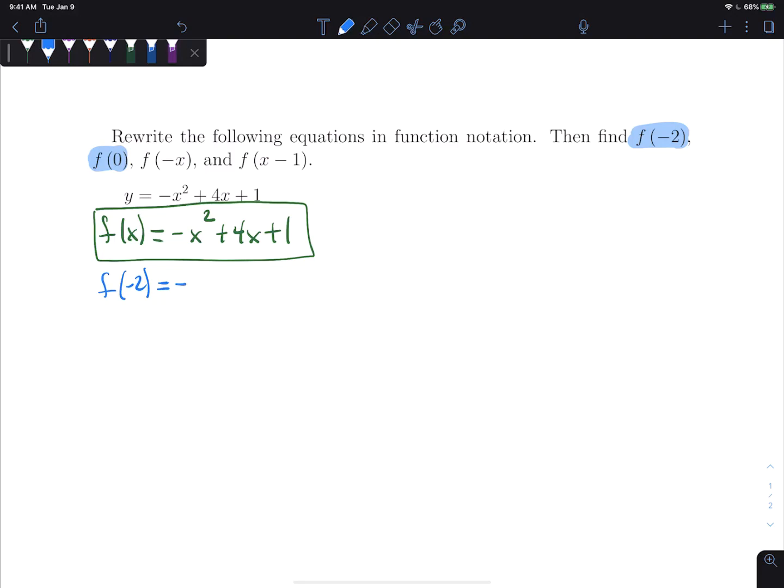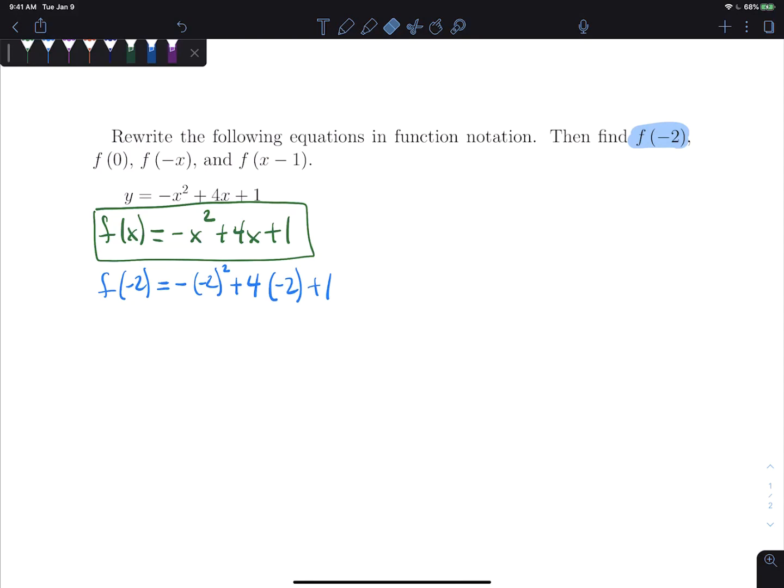So we're going to have a negative, because notice that this negative is not part of the base here. It's very important to remember that. You would only put the negative as part of the base if there was a parentheses around it. Anyway, we have a negative, and then whatever the x is, which is negative 2. So negative 2 all squared, and then plus 4 times negative 2, plus 1.